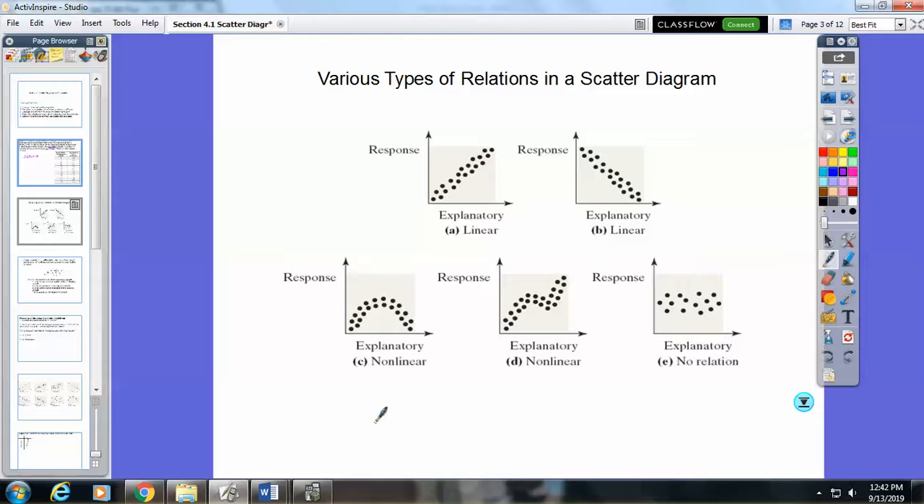Now this one, there's really not a whole lot of relation. So it is possible that we don't see any patterns, and we might call that no relationship. That's a really good straight line. Well, it's kind of a horizontal line, a weak horizontal line there.